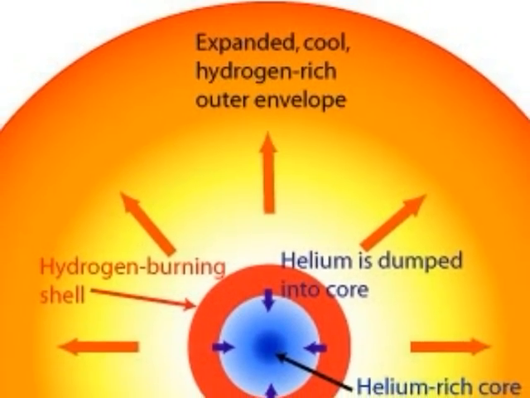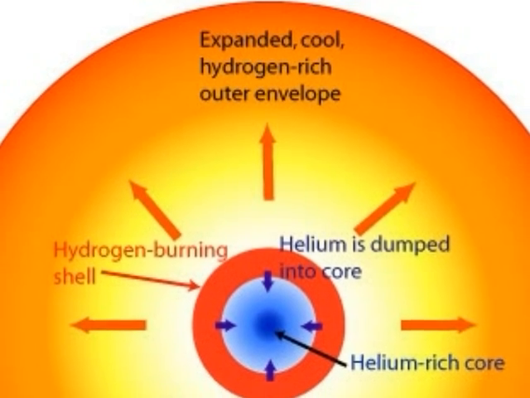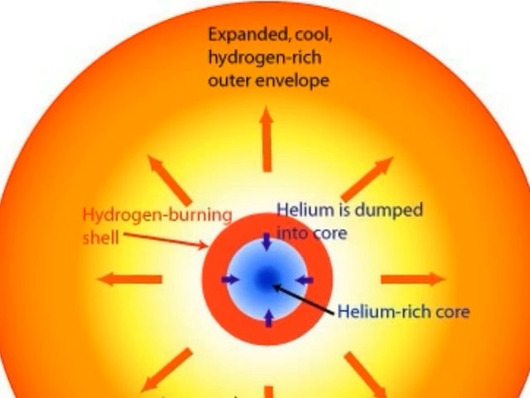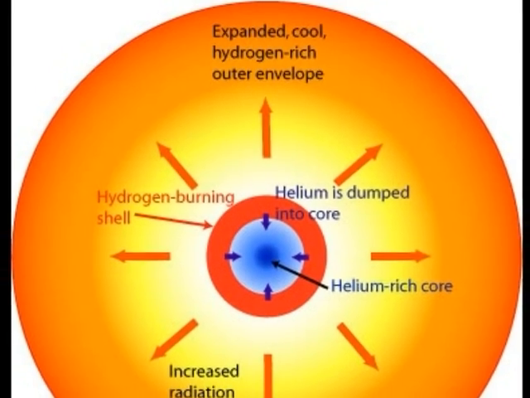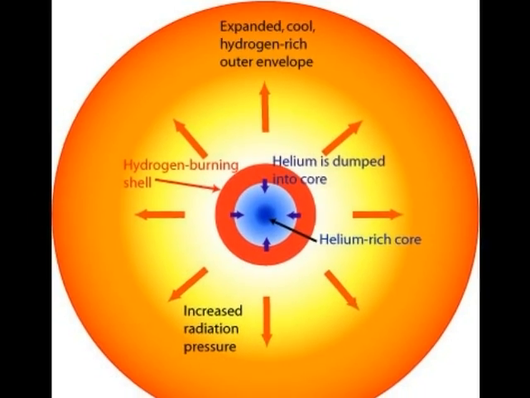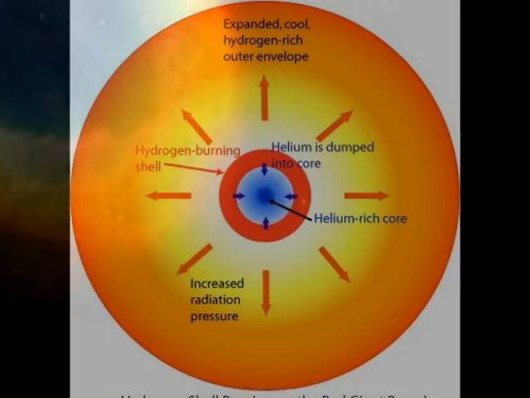After an average star consumes all of its fuel, helium is dumped into the core, as shown here in blue, with a hydrogen burning shell shown in red. It gets its red massive shape from the expanded cool hydrogen-rich outer envelope and the increased radiation pressure.